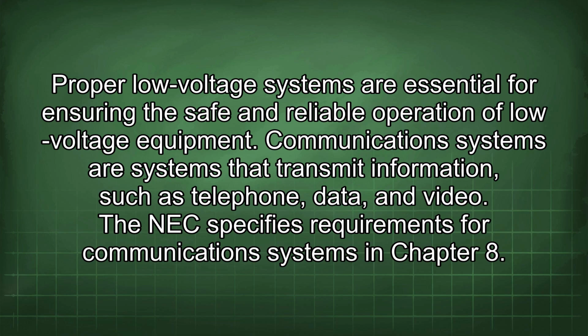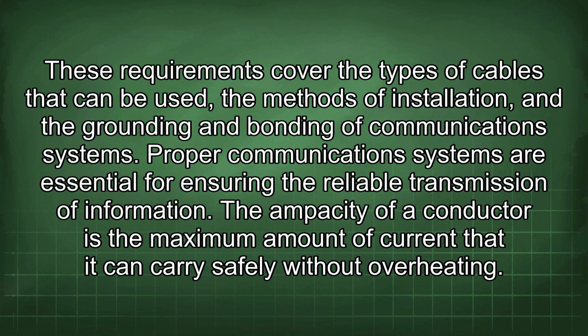Communications systems are systems that transmit information such as telephone, data, and video. The NEC specifies requirements for communications systems in Chapter 8. These requirements cover the types of cables that can be used, the methods of installation, and the grounding and bonding of communications systems. Proper communication systems are essential for ensuring the reliable transmission of information.